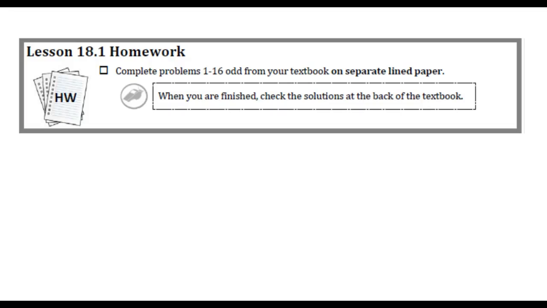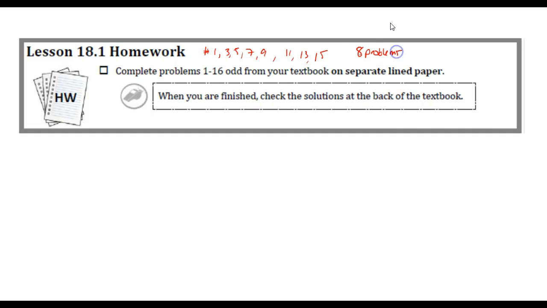Alright, let's go over the homework for 18.1. You survived. Explain 1, explain 2, and explain 3. So in the textbook, they're going to ask you to do numbers 1, 3, 5, 7, 9, 11, 13, and 15. These are all odds. That's a total of 1, 2, 3, 4, 5, 6, 7, 8. 8, count them, 8 problems.